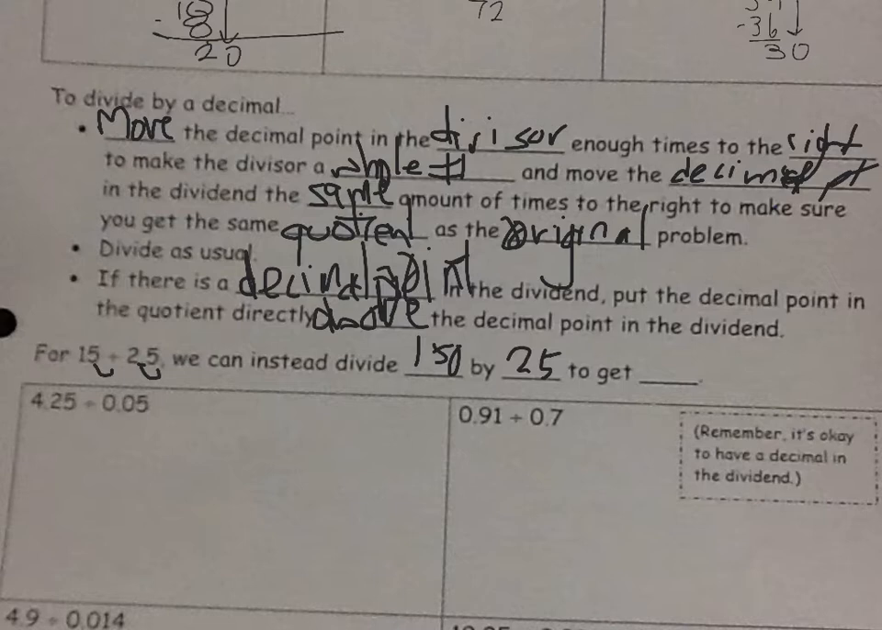Wait, back to my sticks. Not that one, she's not here. Back to my sticks. That's 6. Just like there are 6 sets of 2.5 in the number 15.